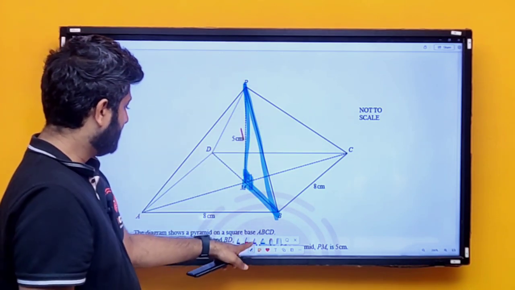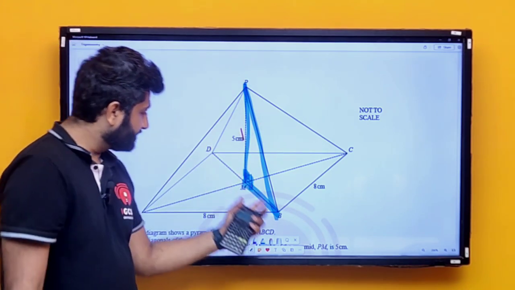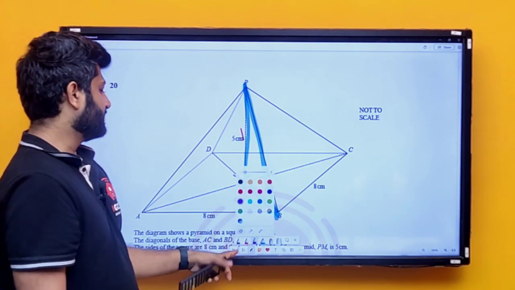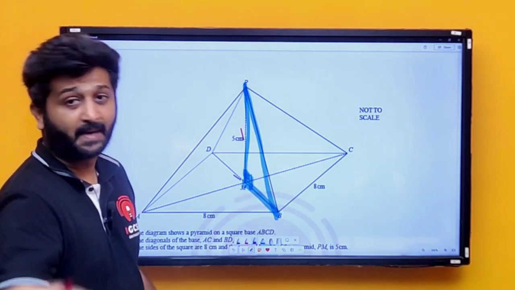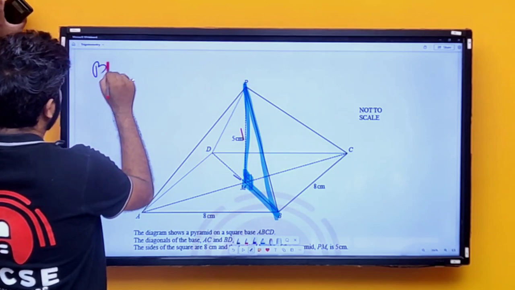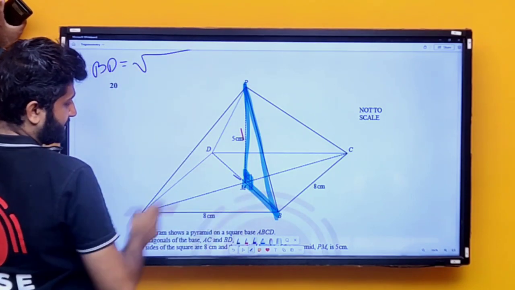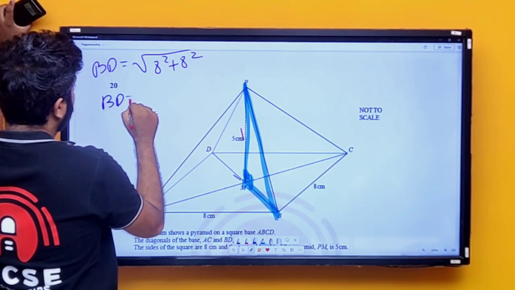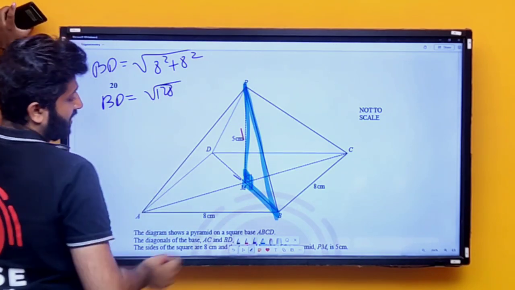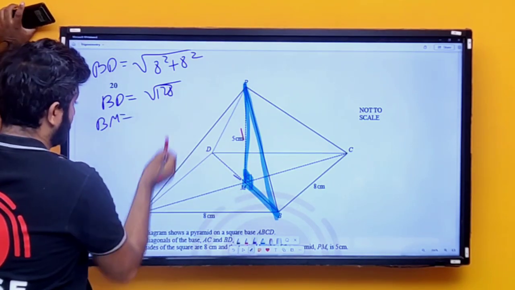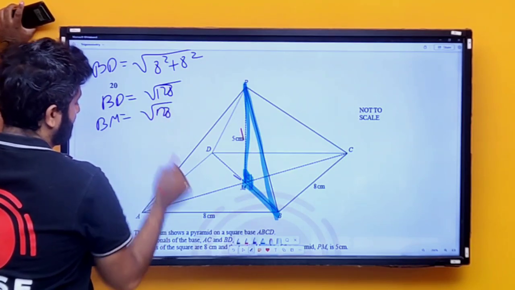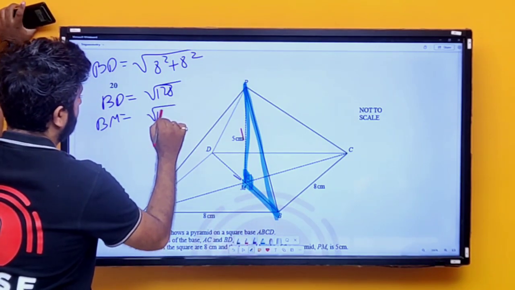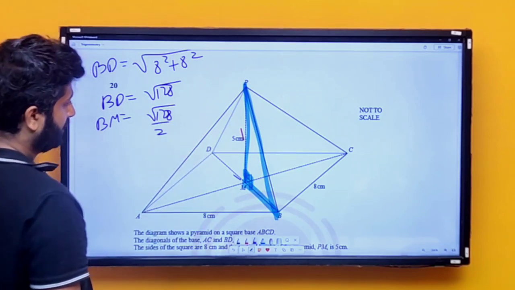Now, this is a right angle triangle. I have one side. I don't have the other side, but I am told to find this length. Can I find one of the diagonals? Yes, I think I can use Pythagoras theorem. So I can say BD will be root of 8 squared plus 8 squared, because in a square the angles are also 90 degrees. So BD will be root 128. Now BM is half of BD. As I said, when the diagonals meet, they bisect each other. So BM will be root 128 by 2.